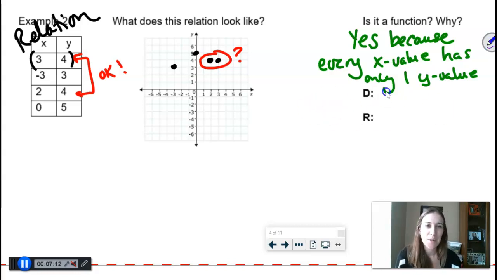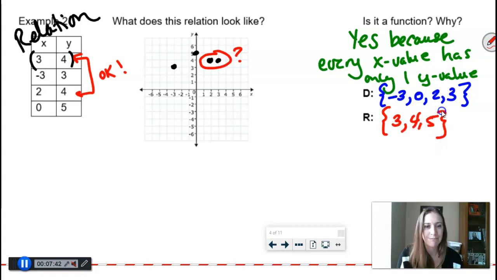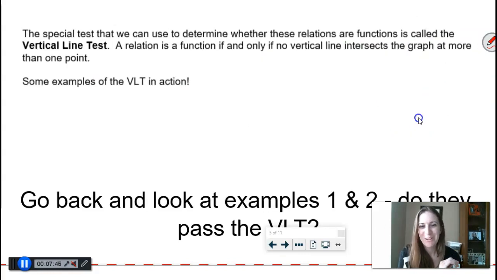So again, by definition, the domain is all of your x values, getting fancy by writing it in set notation. Brackets are not looking good. All right, -3, 0, 2, and 3. Whew. Hope those get better before the school year starts. And then the y values for your range would be, again, don't write the 4 more than once. That's silly. All right, 3, 4, 5.